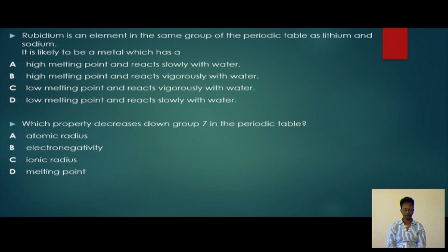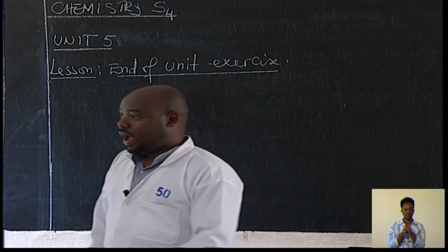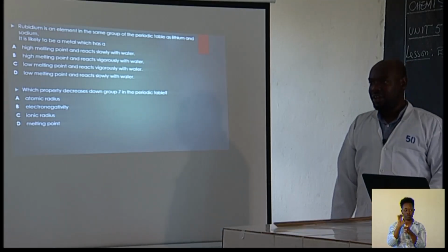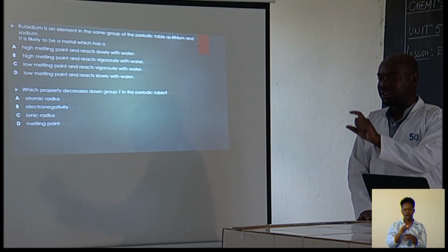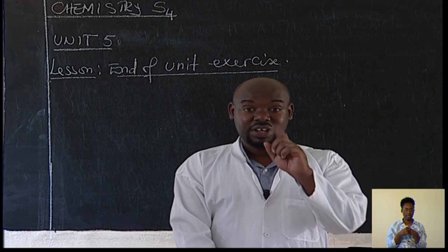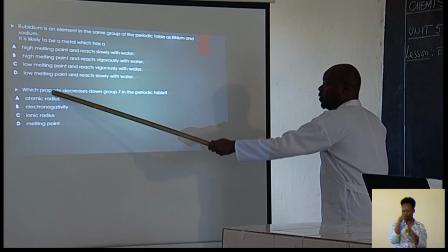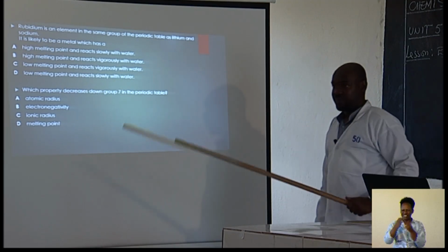Which property decreases down group 7 in the periodic table? The atomic radius, electronegativity, ionic radius, or melting point? Good. Atomic radius. I hope you remember how the atomic radius varies as you move down the group. It increases. We have more shells, so it increases. So it is not the right answer. This one is wrong, because we are finding the property which decreases.